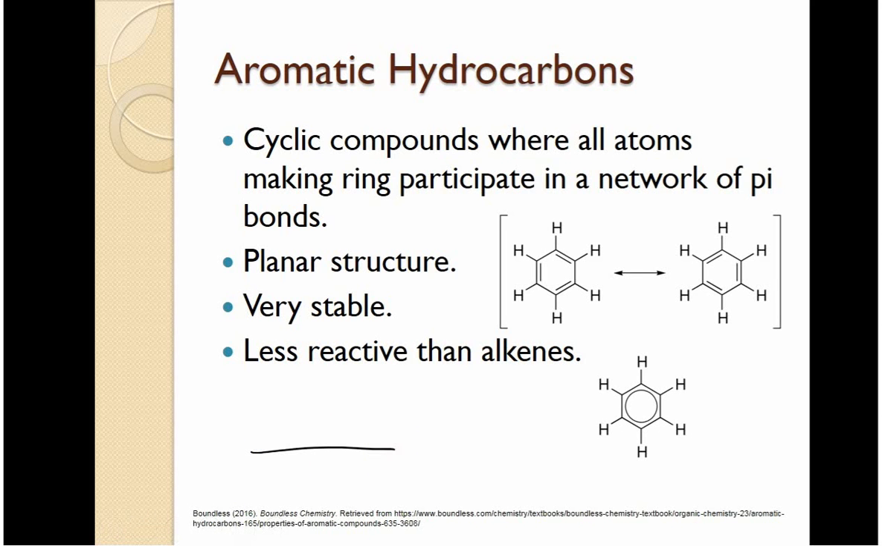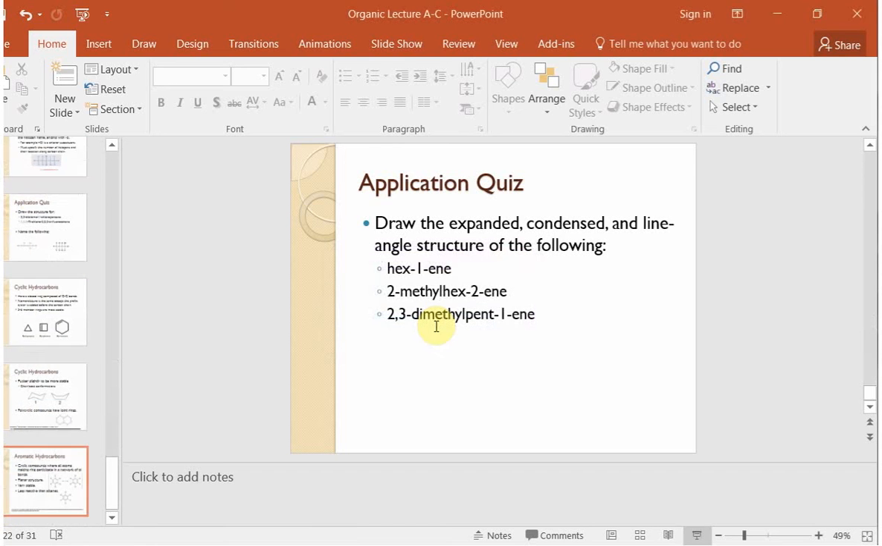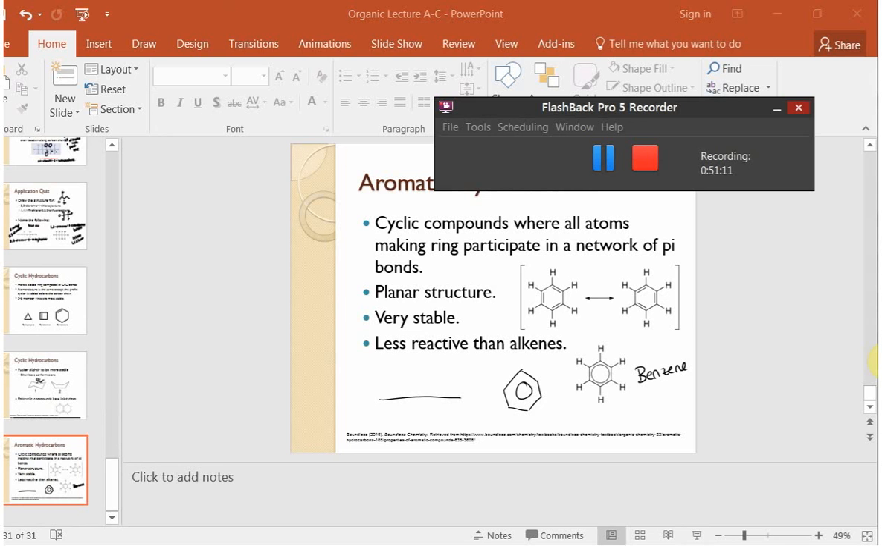There's only one that I really need you to memorize, and that is benzene. This is not cyclohexene, guys. Every other bond is double. This is benzene. Generally, we abbreviate this as a hexagon with a circle in the middle to indicate the pi structure. Okay? So that kind of pulls us to the end of the first part of this unit. We are going to move away from only hydrocarbons into the other type of molecules now.